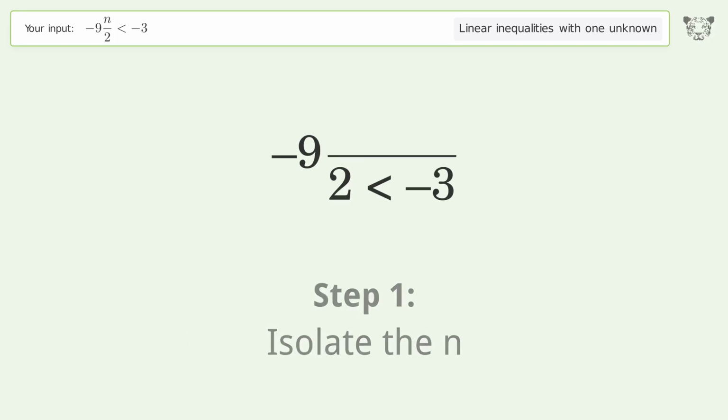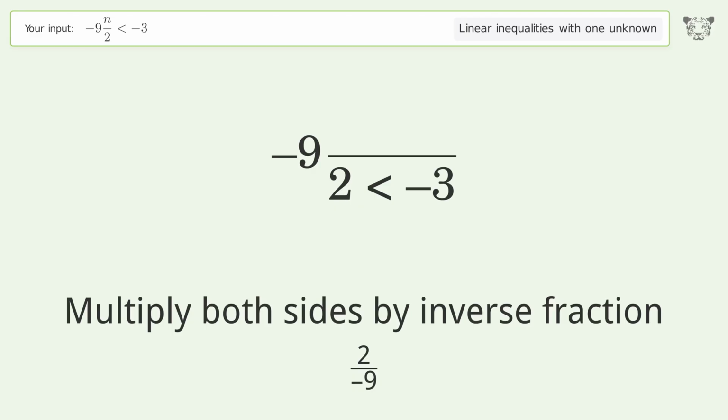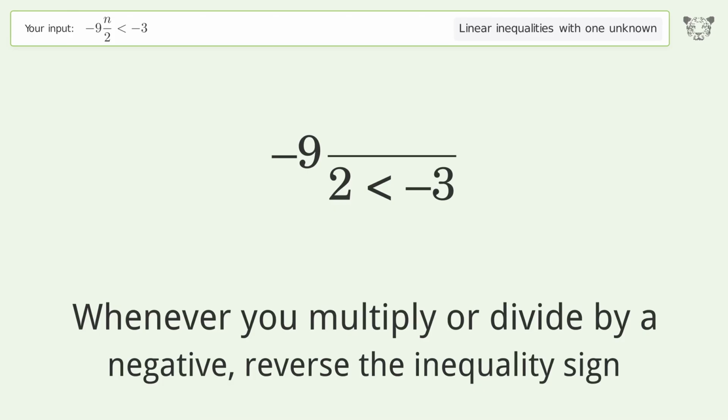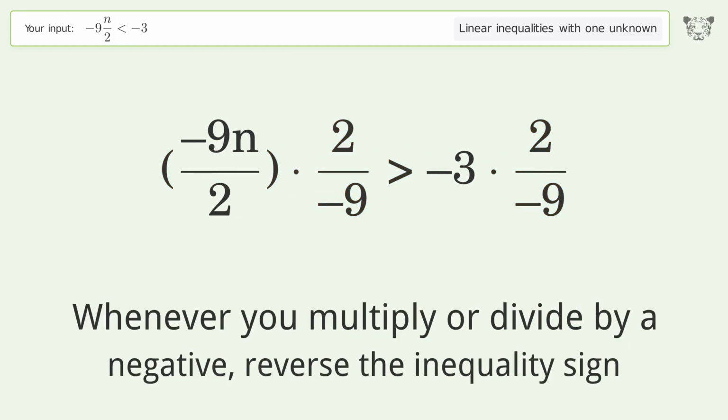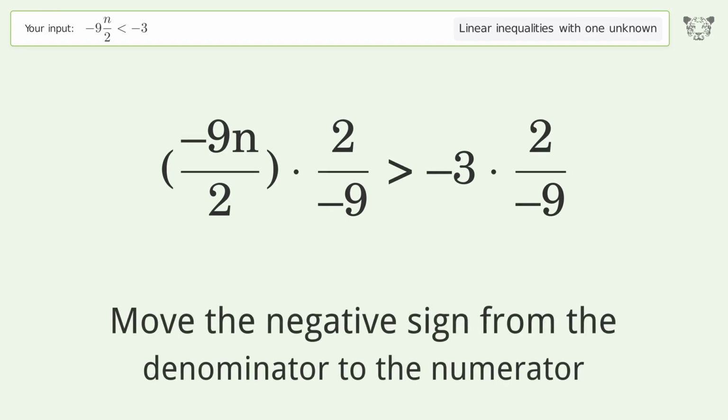Isolate the n. Multiply both sides by the inverse fraction 2/9. Whenever you multiply or divide by a negative, reverse the inequality sign. Move the negative sign from the denominator to the numerator.